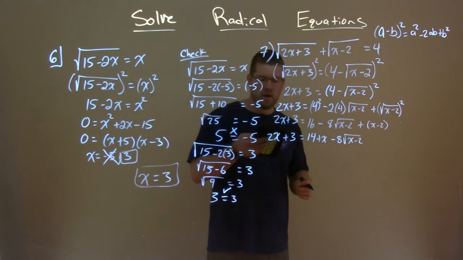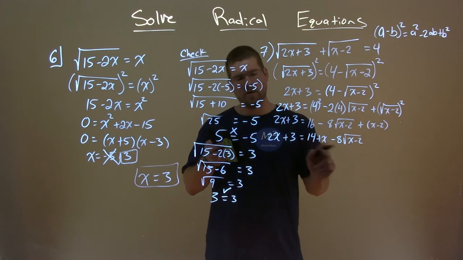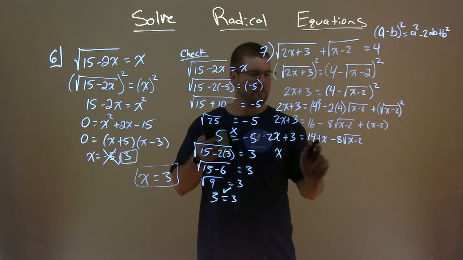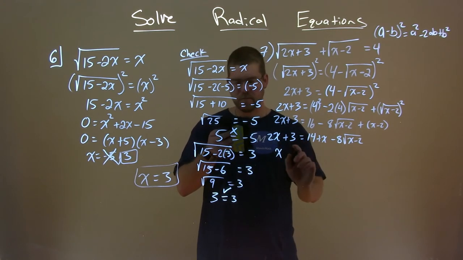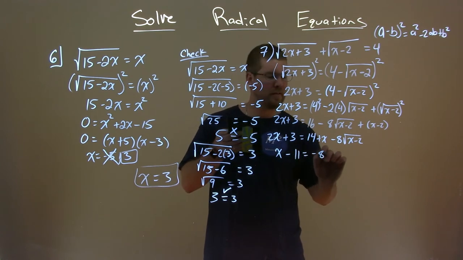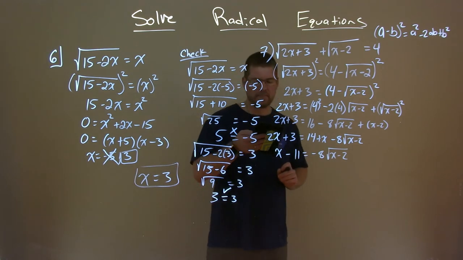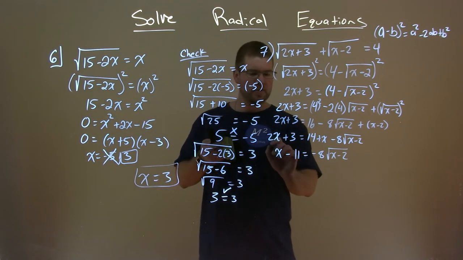All right. So now, let's bring what we can over to the left-hand side. We subtract an x from both sides, giving us 2x minus 1x is x. Subtract 14 from both sides. 3 minus 14 is minus 11, equals negative 8 square root of x minus 2. Now, this one looks a little more manageable, right? Again, let's square both sides.